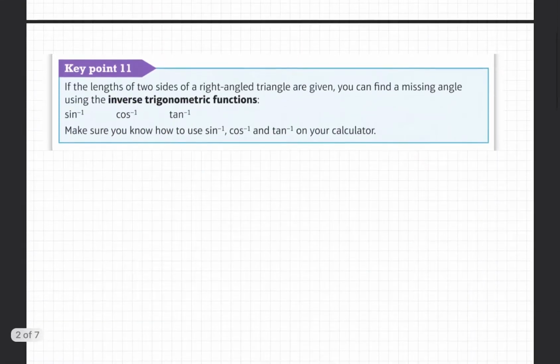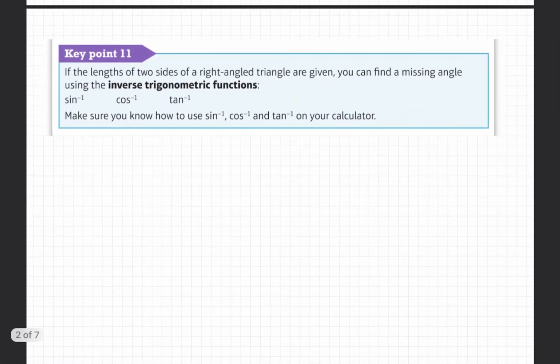So when the lengths of two sides of a right-angled triangle are given, we can find the missing angle using the inverse trigonometry ratio, and that's what they are here. So on your calculator, it normally tends to be shift of sine, cos, or tan, and that's really important, but we'll get into that in a moment.